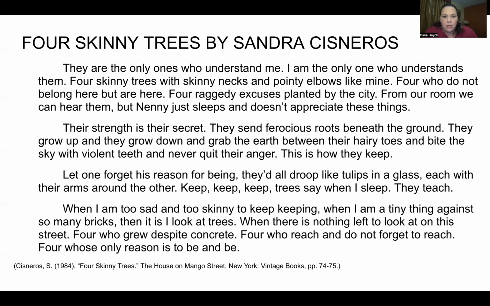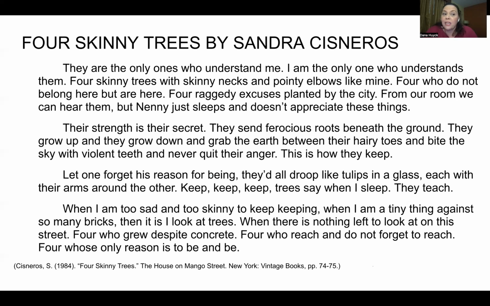They are the only ones who understand me. I am the only one who understands them. Four skinny trees with skinny necks and pointy elbows like mine. Four who do not belong here, but are here. Four raggedy excuses planted by the city.